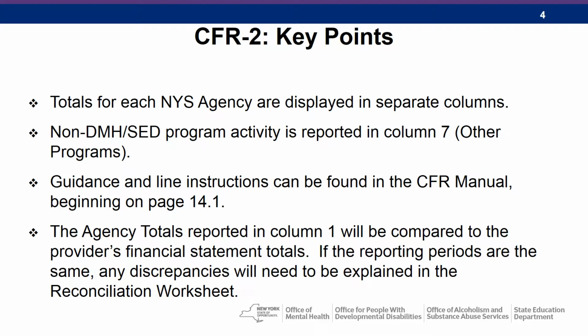Here are a few key points for the CFR2. Totals for each New York State agency are displayed in separate columns. Non-DMH or SED program activity is reported in column 7, Other Programs. Guidance and line instructions can be found in the CFR Manual beginning on page 14.1. The agency totals reported in column 1 will be compared to the provider's financial statement totals. If the reporting periods are the same, any discrepancies will need to be explained in the reconciliation worksheet.